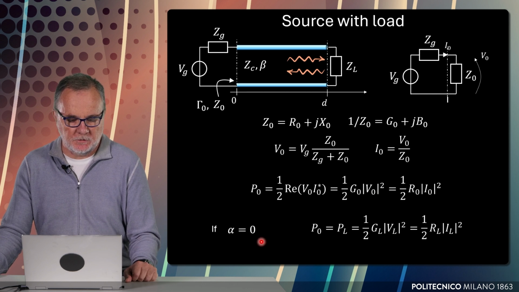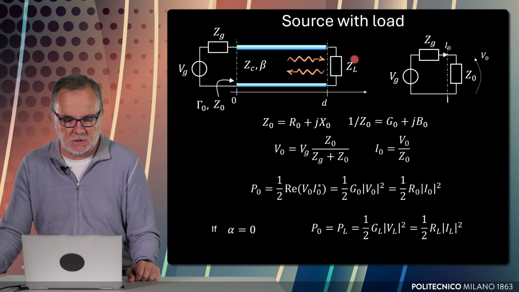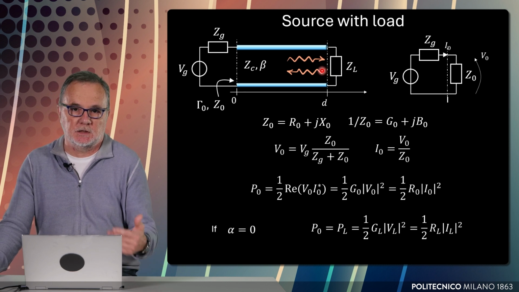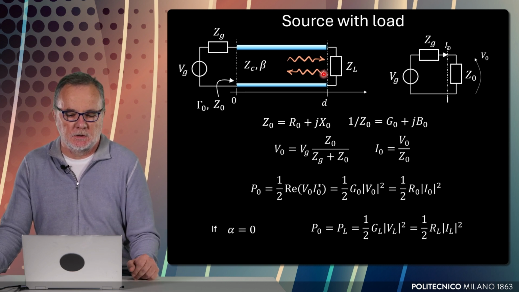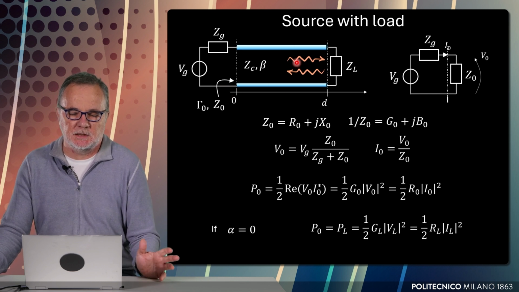Of course, if alpha is 0, so if the attenuation is 0 on the line, we have that the power absorbed at this cross-section by everything that is here at the right coincides with the power absorbed by ZL. So you can also write that this term also represents the power absorbed by the load, because there is no dissipation. If instead there were an attenuation, there were dissipation on the line, in this case, of course, some of the power is absorbed by the line and some of the power is absorbed by the load.